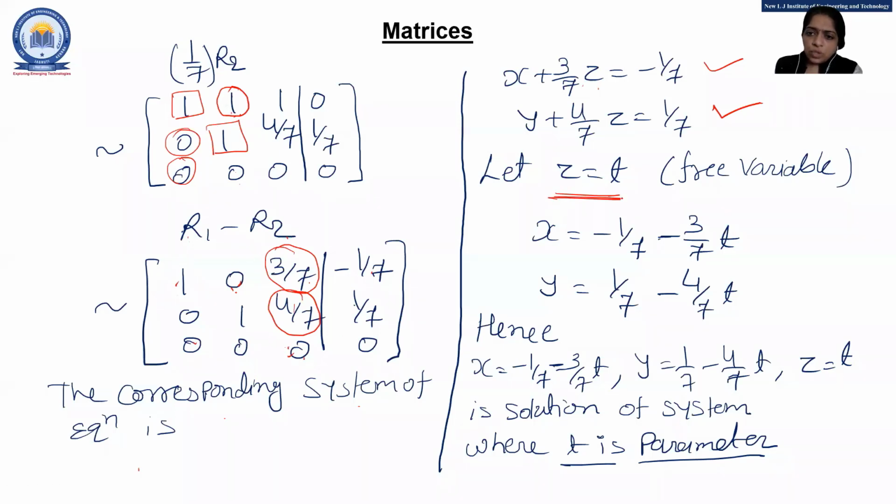So z equal to t, and this t is a free variable. Okay, z equal to t and t is a free variable. So if I substitute z equal to t in the first and second equation, my value of x is -1/7 minus 3/7 t. Similarly, for the second, 1/7 minus 4/7 t, right? So these are the three solutions of the given system, where t is a parameter, so it is any number. Now got it, student?